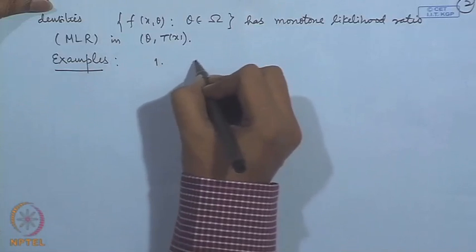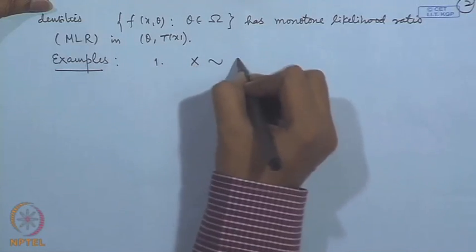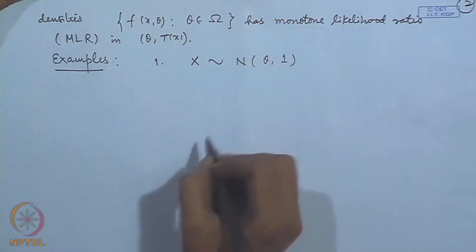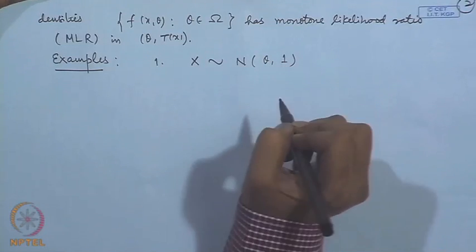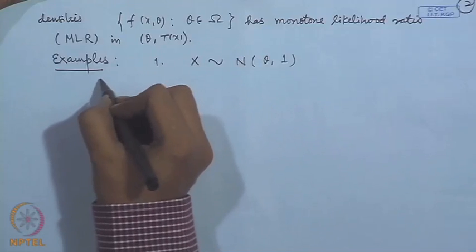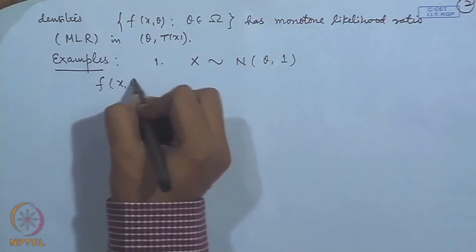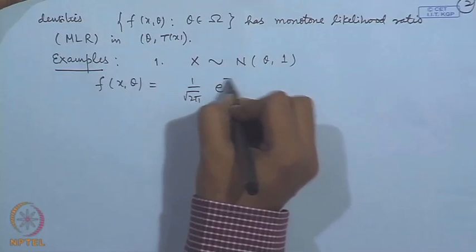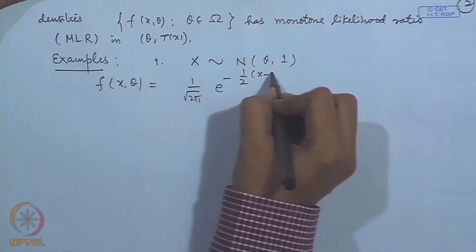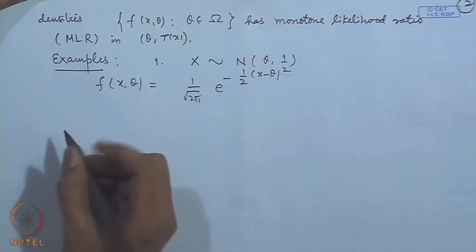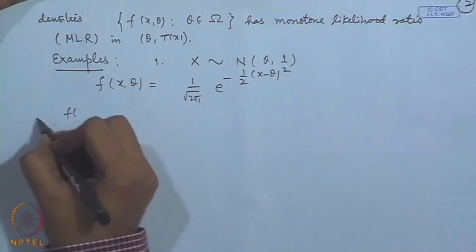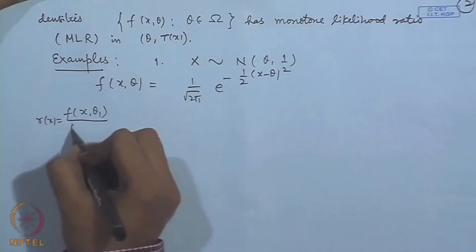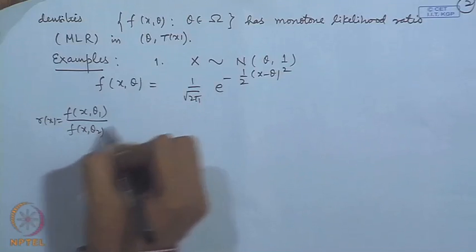Let us consider X following a normal distribution with mean theta and known variance 1. Let us write down the distribution: f(x, theta) is 1 by root 2 pi e to the power minus half (x minus theta) square. Let us consider this ratio R(x), that is f(x, theta 1) divided by f(x, theta 2).